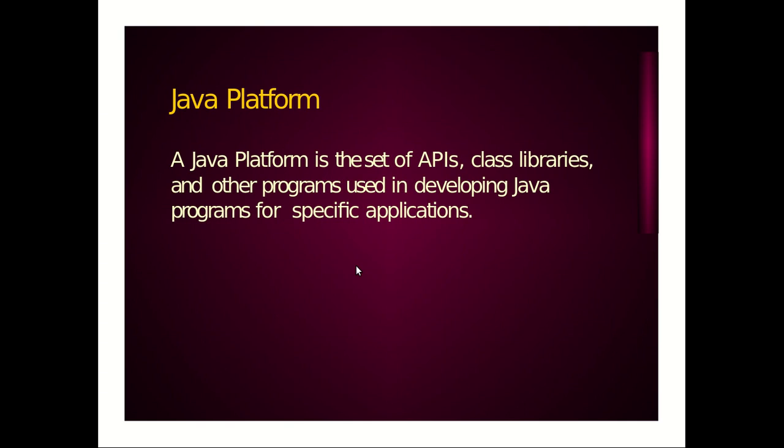Today we are going to discuss the Java platform, different versions of the Java platform, and a simple Java program. So let's start with the Java platform. The platform consists of a set of APIs, class libraries and other programs that are used for developing Java programs for specific applications. The API means the collection of classes and interfaces that are useful to develop Java applications.